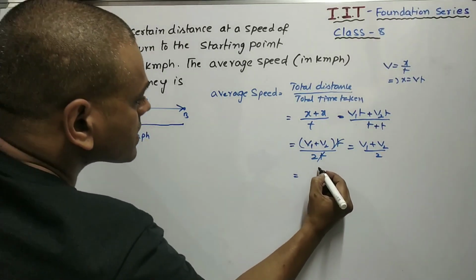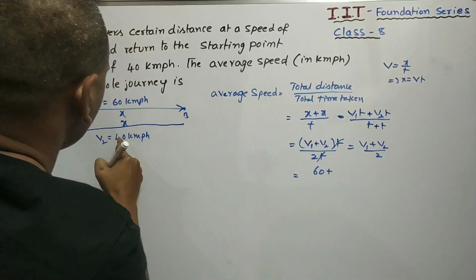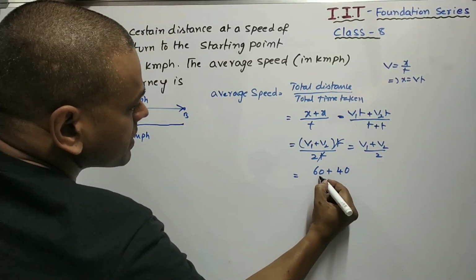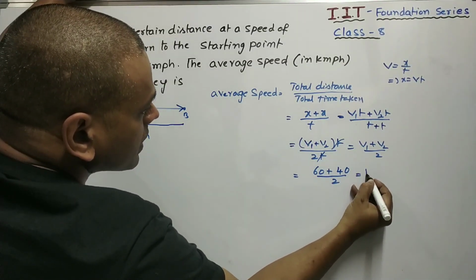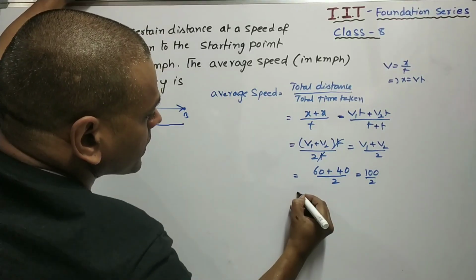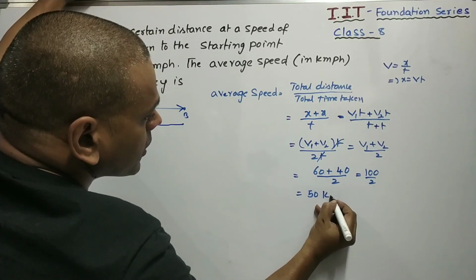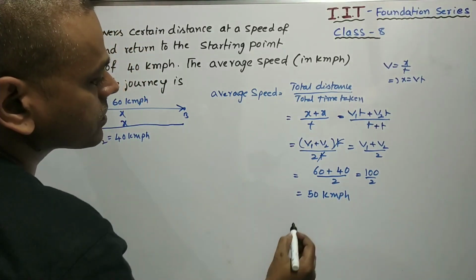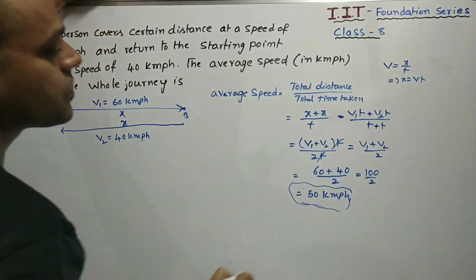v1 is given as 60 km/h, v2 is equal to 40 km/h. So 60 plus 40 by 2 equals 100 by 2, that implies 50 km per hour. So this is the answer for this question.